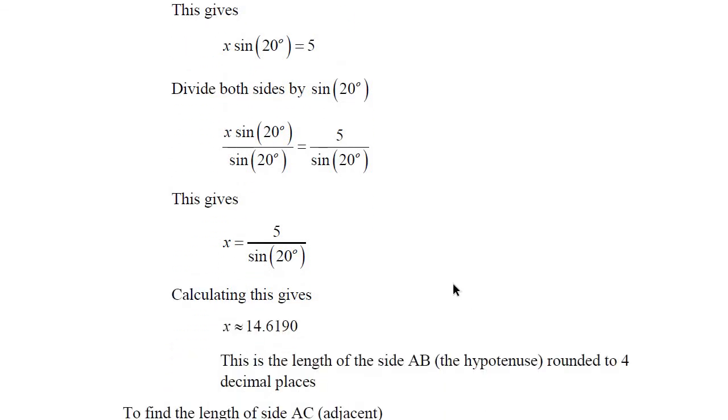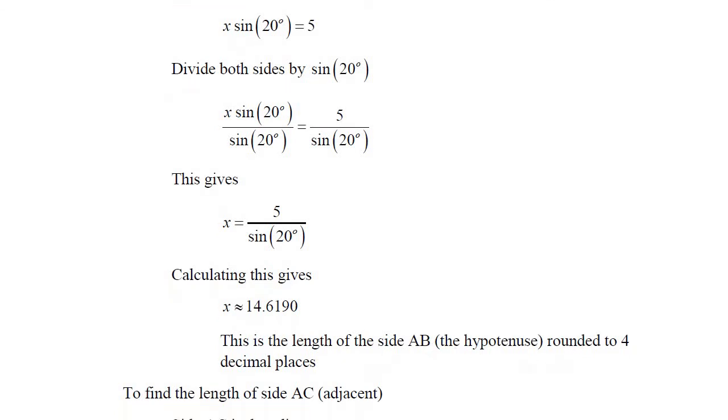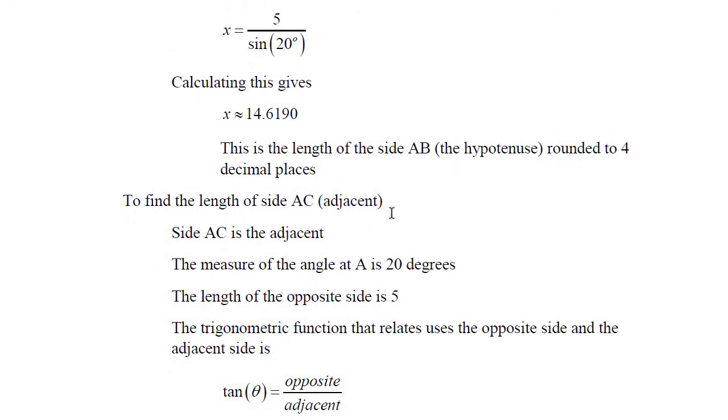If I calculate this, 5 divided by the sine of 20 degrees with my calculator, this gives me that x is approximately 14.6190. There I rounded it to 4 decimal places. So we just found the length of the hypotenuse, AB. Now let's find the length of that side AC, which is my adjacent side.